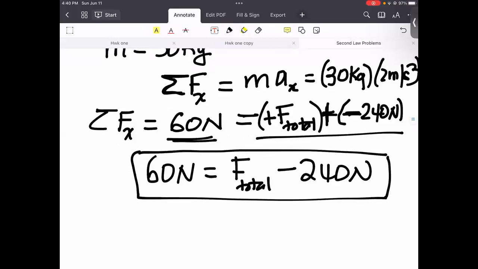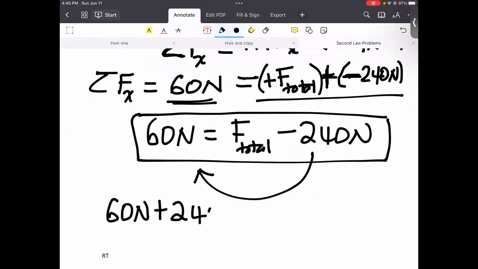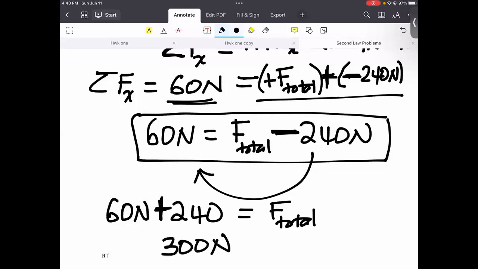I will transfer the 240 to the right-hand side. It will be positive. So that means I end up with 60 newtons plus 240. See, the minus sign here changes to plus when you transfer it across the equal sign. That will be equal to the total force, and basically this is actually 300. So 300 newtons is equal to the total force.